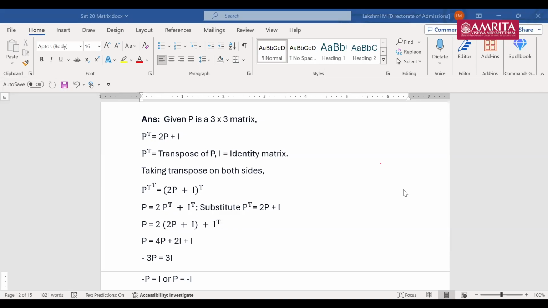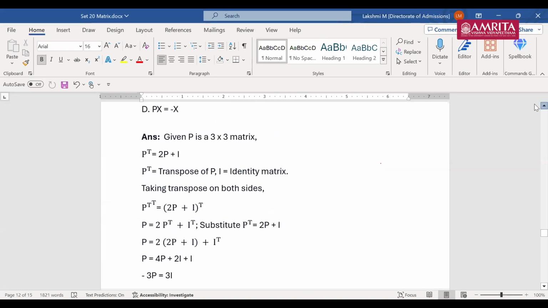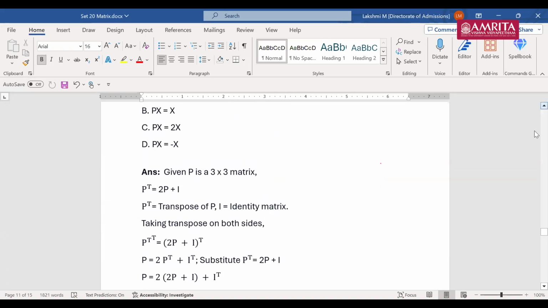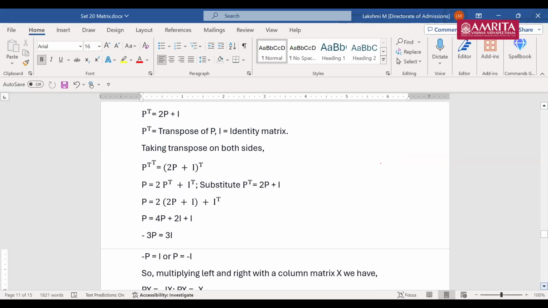Both are fine. If I'm just multiplying X with this, it is Px equal to minus Ix, or Px is equal to Ix because Ix is X itself. So the option is something like Px equal to minus X. There is a minus sign, so it's obviously option D. I'll just show this again.